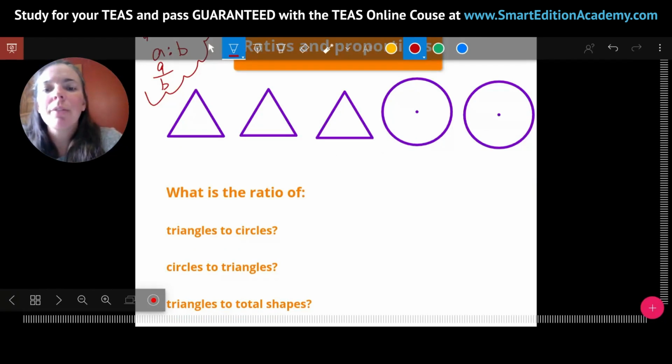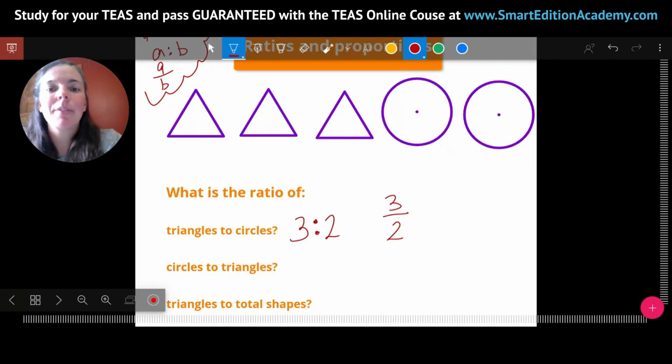So, the ratio of triangles to circles. I see 3 triangles and 2 circles. So 3 to 2 would be our ratio of triangles to circles, or I could write this as a fraction, 3 over 2.